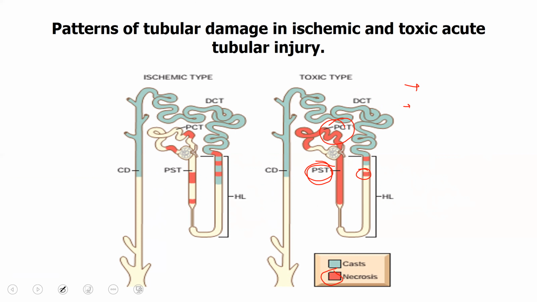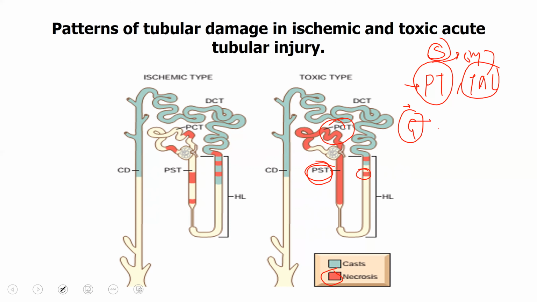And usually the necrosis can be appreciated in the proximal tubule, especially the straight part of the proximal tubule, which lies in the outer medulla, and the thick ascending limb of loop of Henle that also lies in the outer medulla, whereas the cast can be appreciated in the distal tubule and the collecting duct.